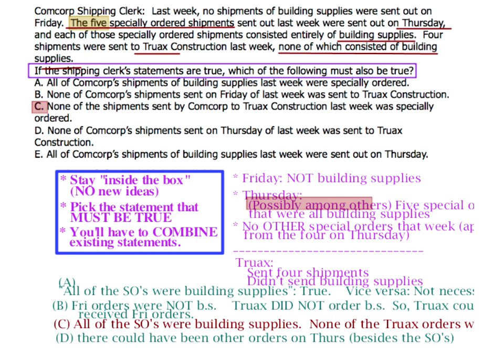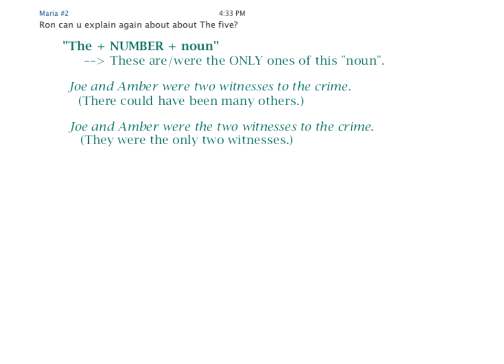And then E says all of Concorde's shipments of building supplies went out on Thursday. This has the same problem that A does, which is that we don't know. There could have been lots of other shipments of building supplies at various points during the week. So we have no idea whether other building supplies went out earlier in the week, Monday, Tuesday, Wednesday. So any questions about this? If you have any, type them in the box.